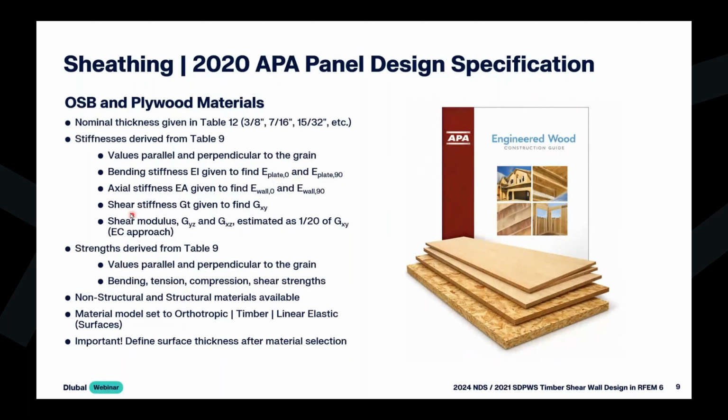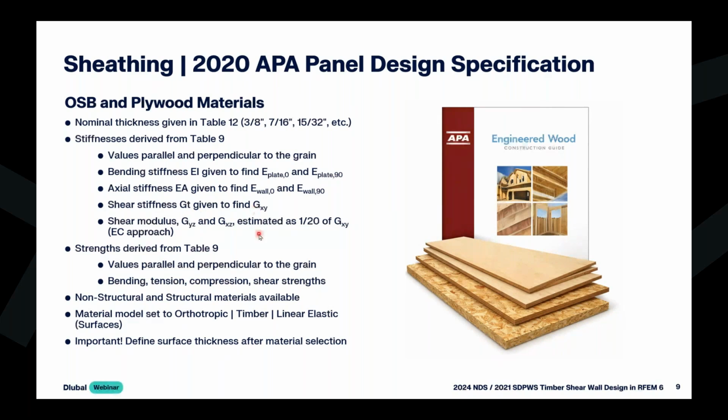We were also given the axial stiffnesses in Table 9 based on EA. Again, we could back calculate here, and we could determine the modulus of elasticity, E wall 0 and E wall 90. So again, we have two different stiffnesses used depending if it's in bending or axial, what we denote here as plate or wall. The shear stiffness was given as GT, so a function of the thickness. Again, very easy to back calculate to find the in-plane shear modulus GXY. So again, this is the in-plane shear modulus.